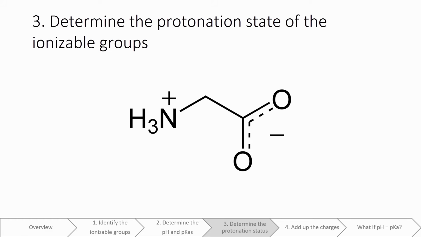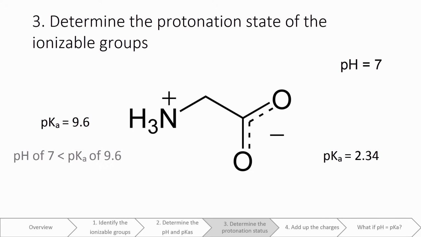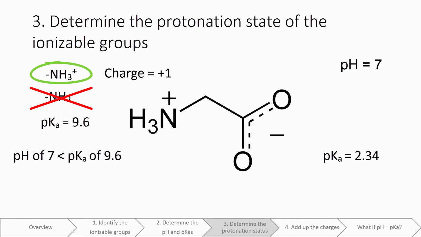Okay, back to the glycine example. We've established the pH to be 7, and we know the pKa values of each of the ionizable groups. At pH 7, the pH is much lower than the pKa of the amino group at 9.6. This means that the amino group will be predominantly protonated and exist as NH3+, with a charge of +1.